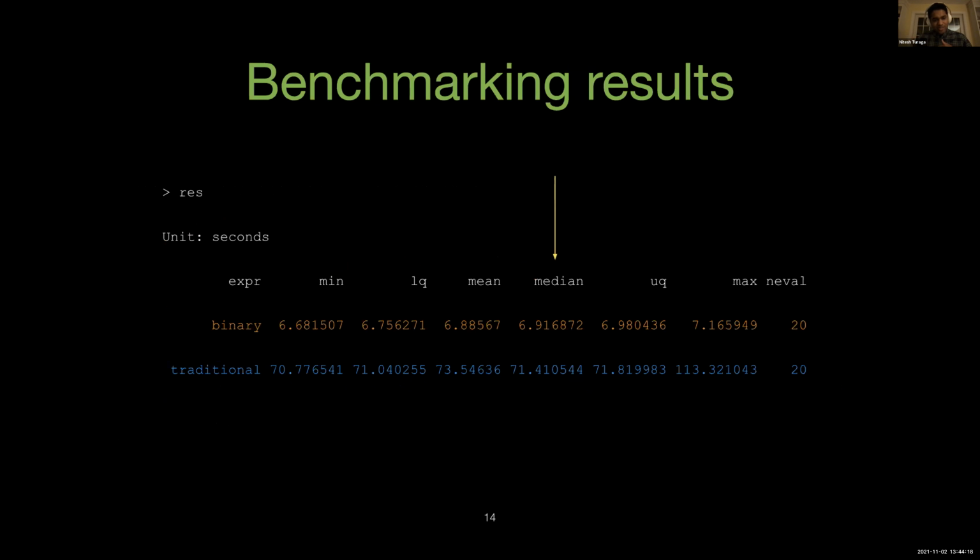So if you print out the results, the units are in seconds, you'll see that the binary installation took about 7 seconds for the two packages, and the traditional installation took about 71 seconds. And each of these functions was evaluated 20 times. So that's almost a 10x speed up. And you'll see even more drastic results if you take one-off cases where you see the max time is almost like 114 seconds. So this goes to prove that binary package installation is very quick.